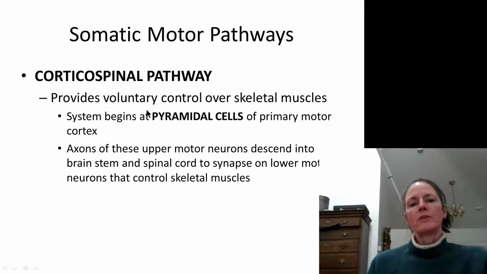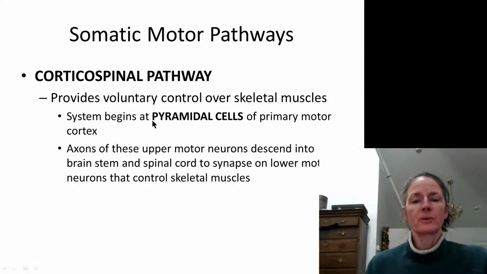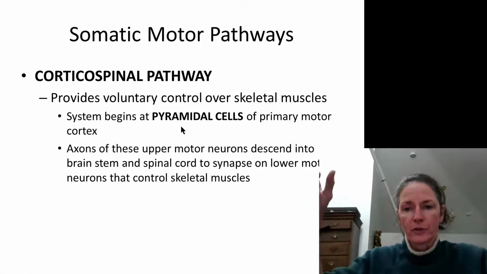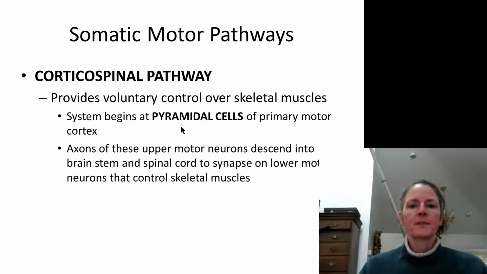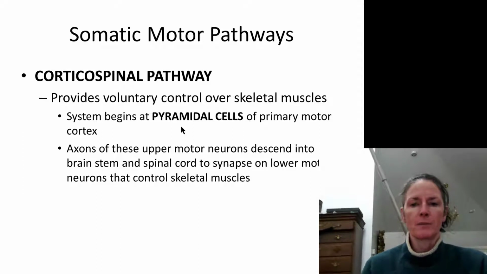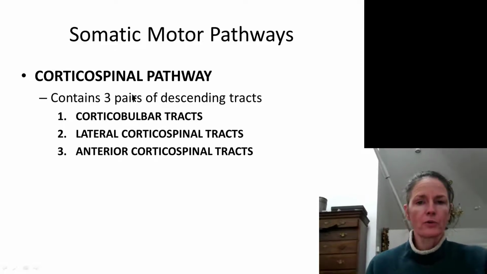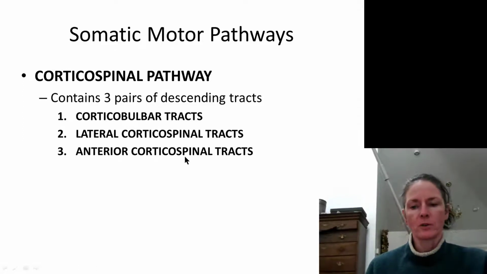All right, so as we've said, the corticospinal pathway is going to provide voluntary control over skeletal muscles, and it begins with those pyramidal cells of the primary motor cortex. So we have two reasons that this is sometimes called the pyramidal system, because we have pyramidal cells in the primary motor cortex, and most of them cross at the decussation of the pyramids at the medulla oblongata, so that's a very easy way to remember them. All right, so we've got those three tracts that are involved in the corticospinal pathway. We've already talked about the corticobulbar tract, and the lateral and anterior corticospinal tracts.